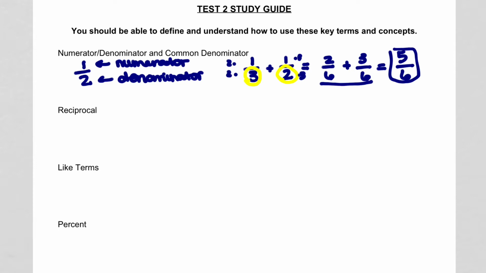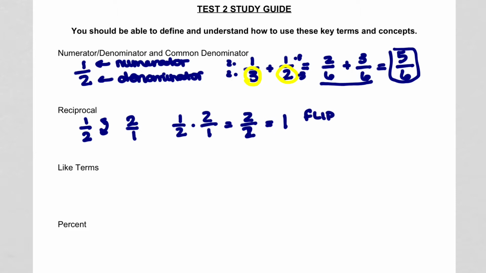Now a reciprocal. When we have a fraction like that fraction we just looked at, 1/2, the reciprocal does 2 things. It flips it over, meaning the 2 goes on top and the 1 goes on bottom. But also I want you to recognize that a number like 1/2 times its reciprocal gives us 1 times 2 is 2, 2 times 1 is 2. So it gives us 1. So 2 things about a reciprocal: it is the flip of a fraction, and when you multiply it together, it equals 1.